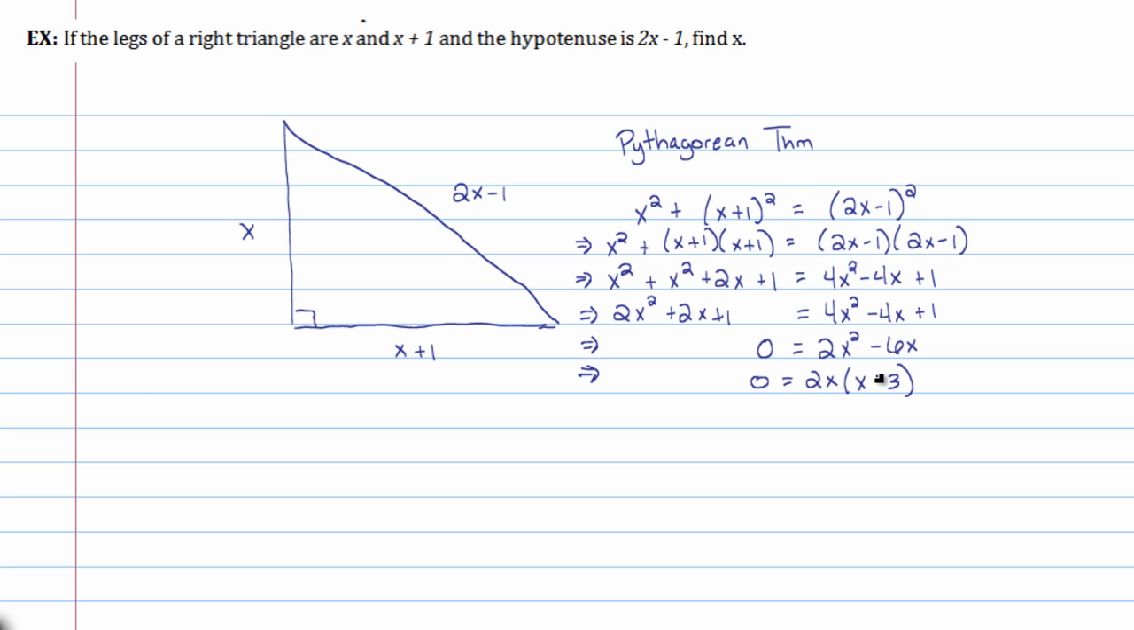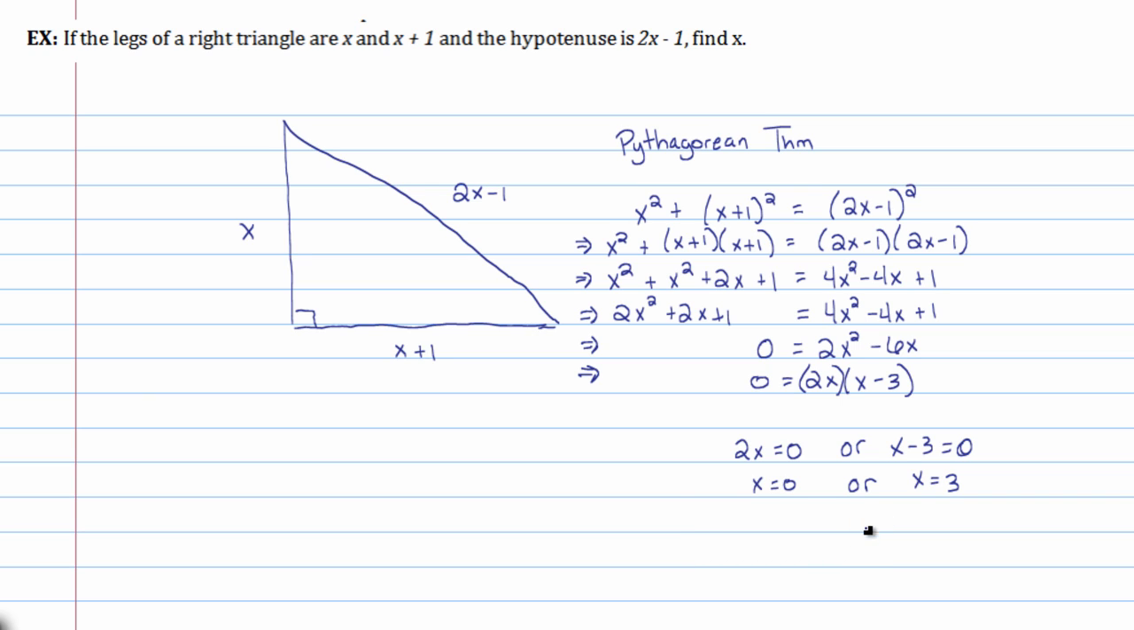Now look at this. This is the zero factor property or zero factor principle. It just depends on your textbook. But it essentially says that you have two objects multiplying to equal 0. So that means either the first object is 0 or the second object is 0. In other words, either x is 0 or x is 3.